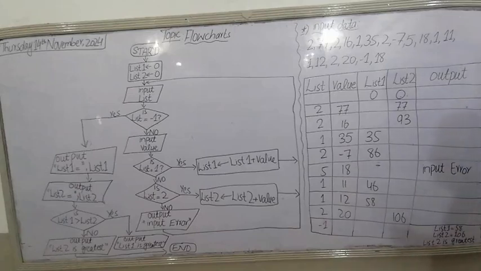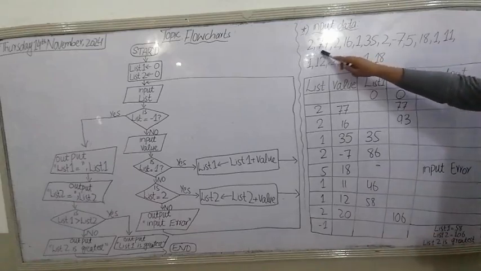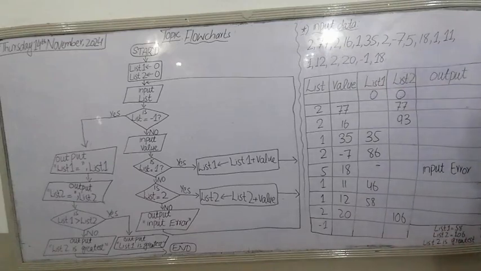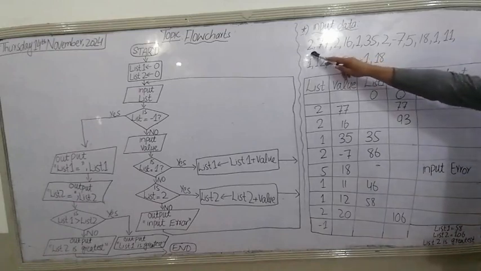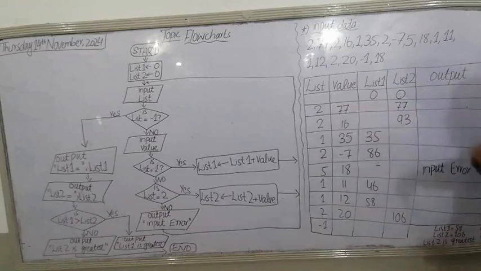When you go to the next step, there is another input value which you have to take from the given values here. So input list. We will take the first value and put it into the variable list. The first value is 2, which we have written in the trace table.